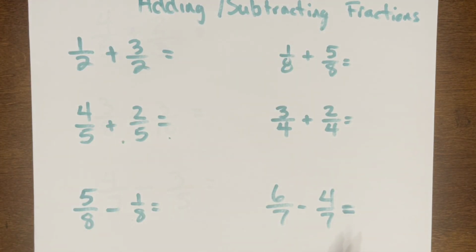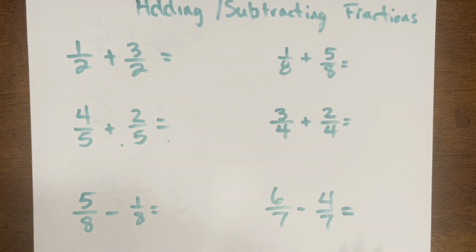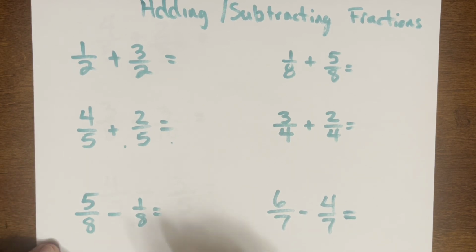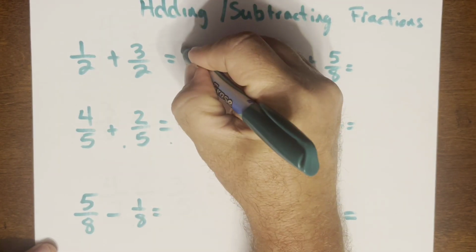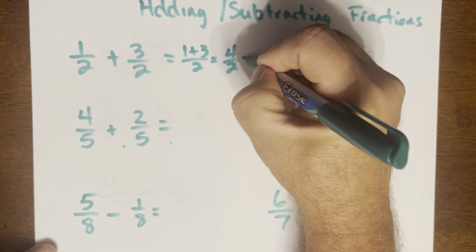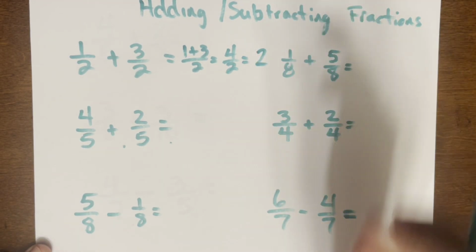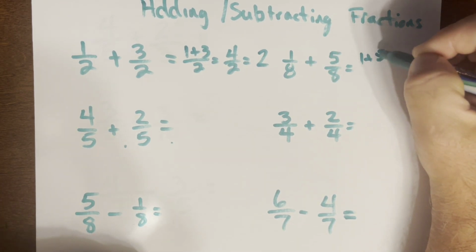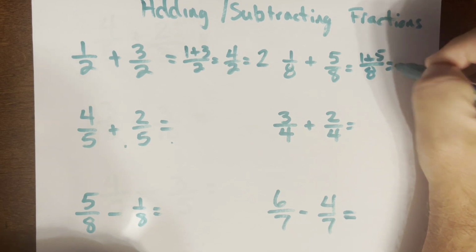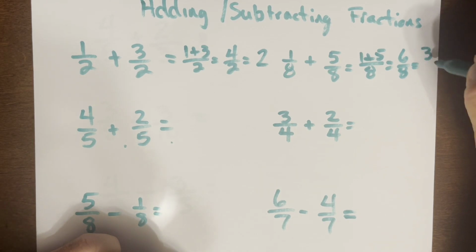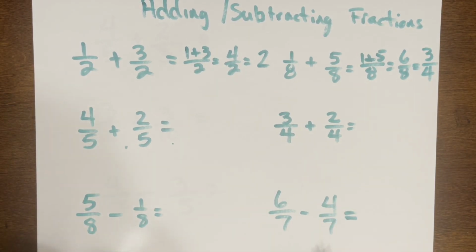So now we're going to talk about adding and subtracting. Although that might seem easier, sometimes it isn't, but let's start off with what we call a common denominator. So the way you do it, you say, okay, 1 plus 3 over 2 is 4 over 2, and 4 over 2 simplifies to 2. Now, same way here, 1 plus 5 over 8. So 1 plus 5 is 6 over 8, but 6 over 8 reduces to 3 over 4 because it has a common factor of 2.